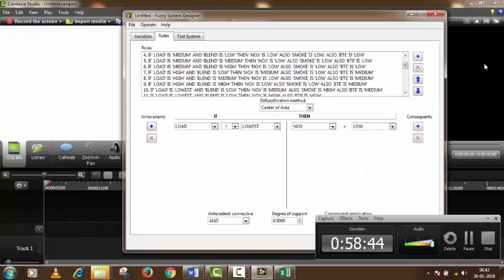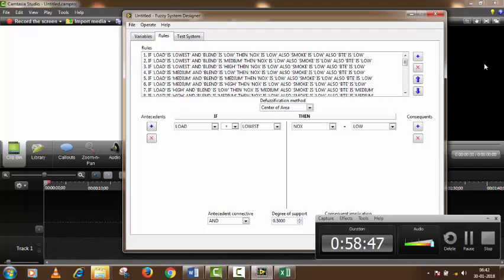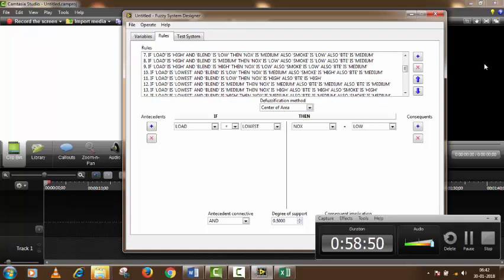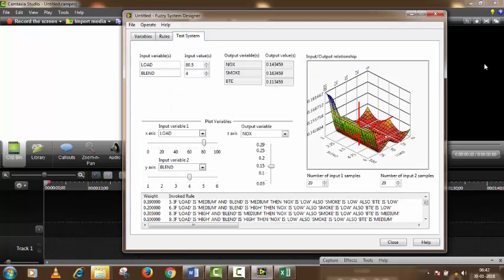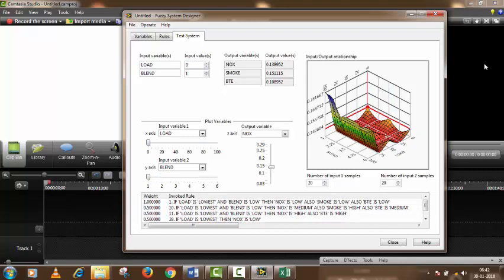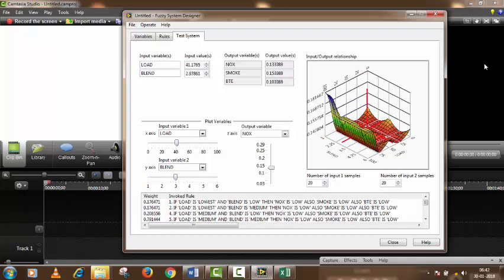Only one thing: automatic rules are not a problem, but for a pre-generated rule, don't touch anything, the degree of support and the consequent implications. If you modify an existing rule, the degree of support changes and the consequent implication changes. Then for a developed model, the test system will be there. If we change the load and input, or enter the input values here, we can find out the performance coming from the developed model.